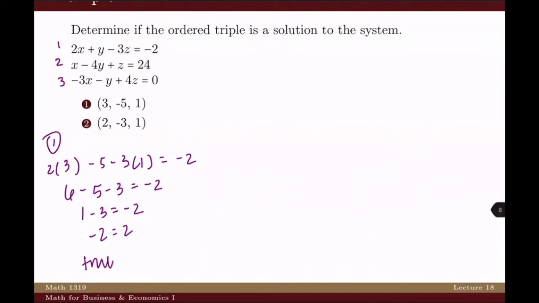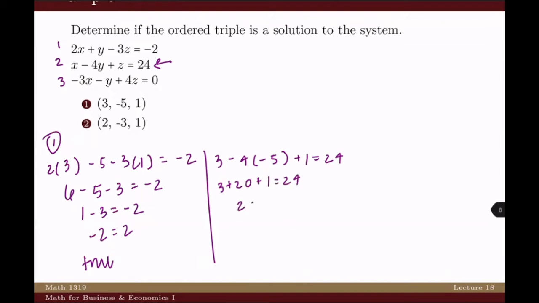Okay, let's do the second equation. So we'll have 3 minus 4 times negative 5 plus 1 equals 24, right? Looking at the second equation now. So that means we'll have 3 plus 20 plus 1 equals 24. So 24 equals 24, so it's true here again.